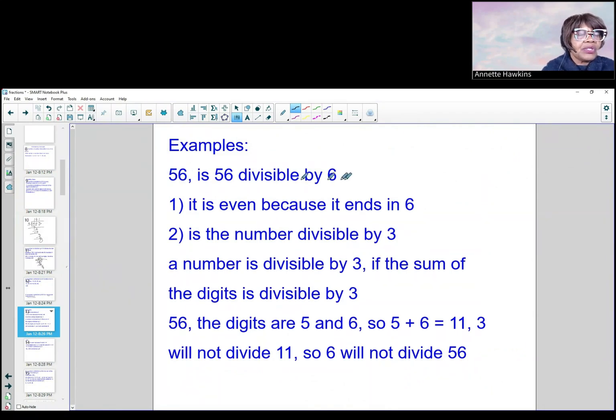56. Is 56 divisible by 6? It is even because it ends in a 6. Is the number divisible by 3? A number is divisible by 3 if the sum of the digits is divisible by 3. 5 plus 6 gives me 11. And 11 is not divisible by 3. So therefore this number is not divisible by 6 because it is not divisible by 3. It has to be divisible by 2 and 3 for it to be divisible by 6.